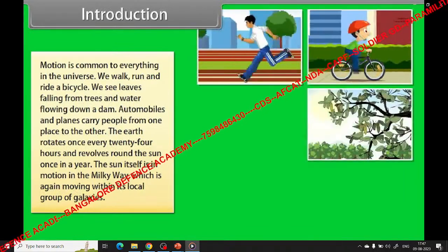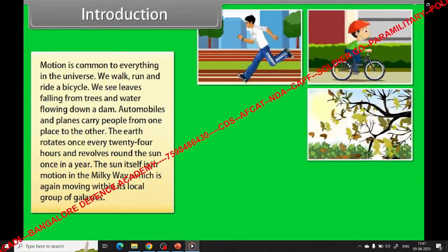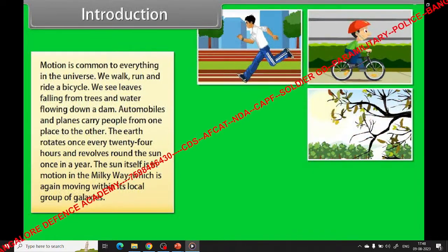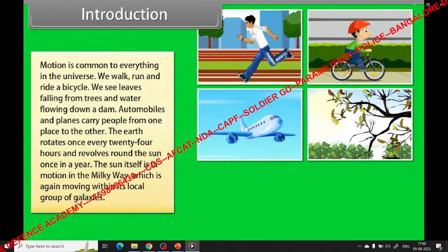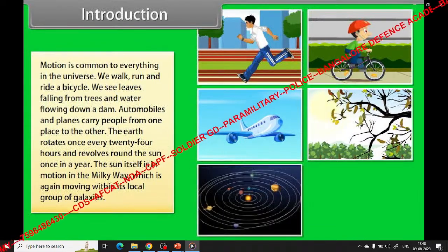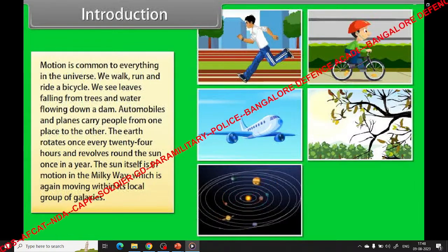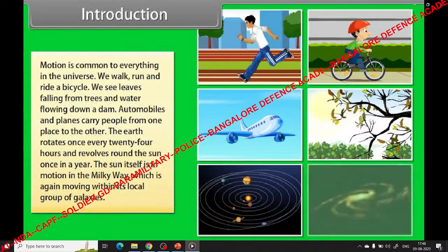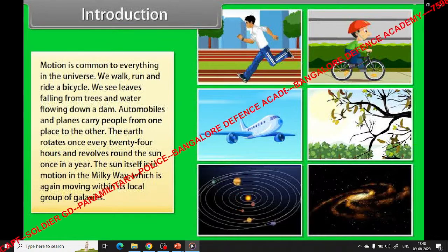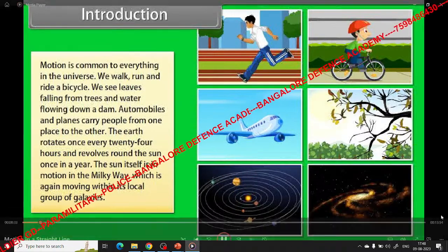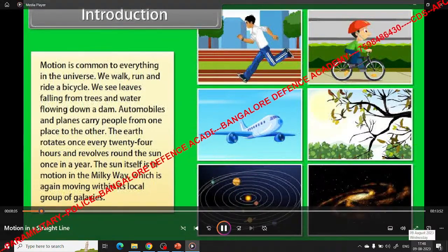We see leaves falling from trees and water flowing down a dam. Automobiles and planes carry people from one place to the other. The earth rotates once every 24 hours and revolves around the sun once a year. The sun itself is in motion in the Milky Way, which is again moving within its local group of galaxies.